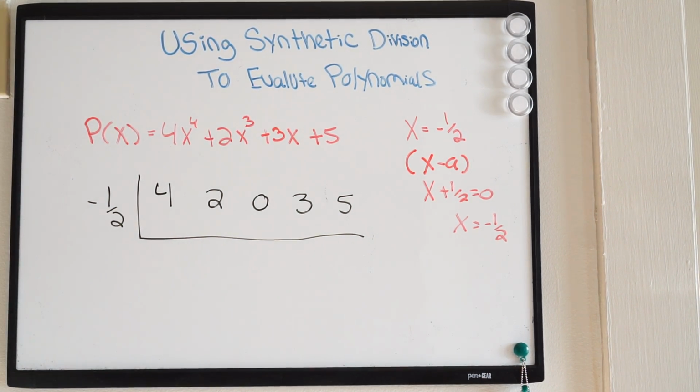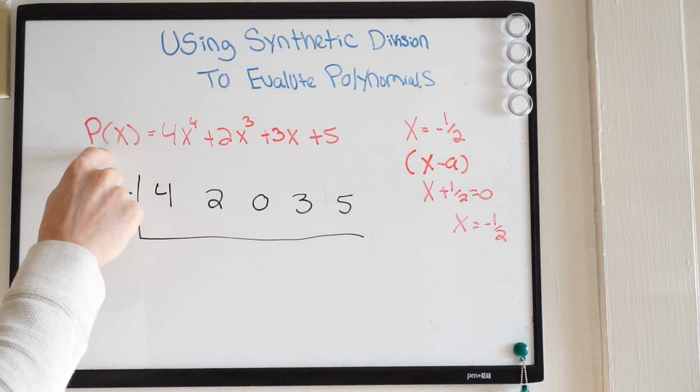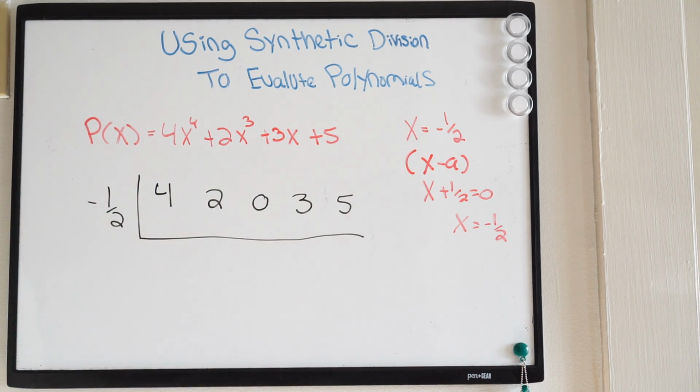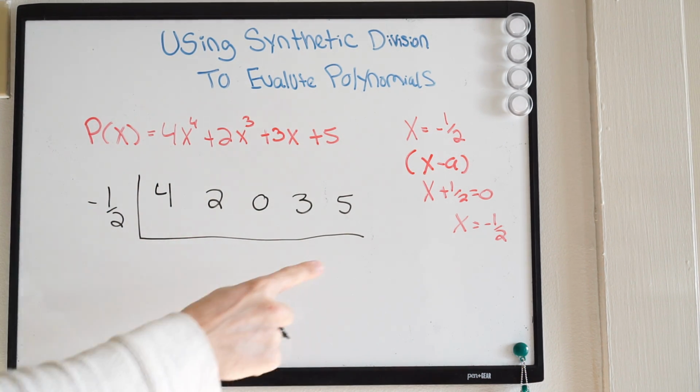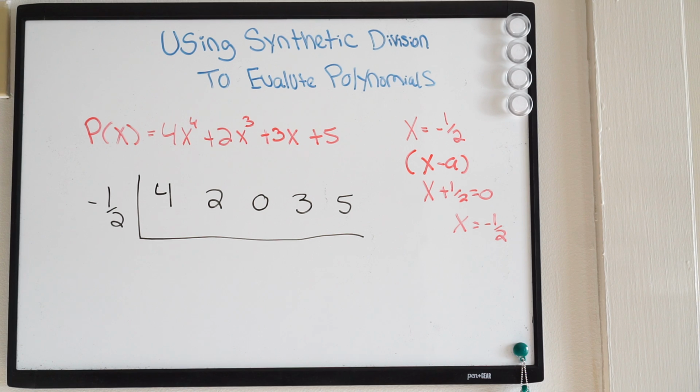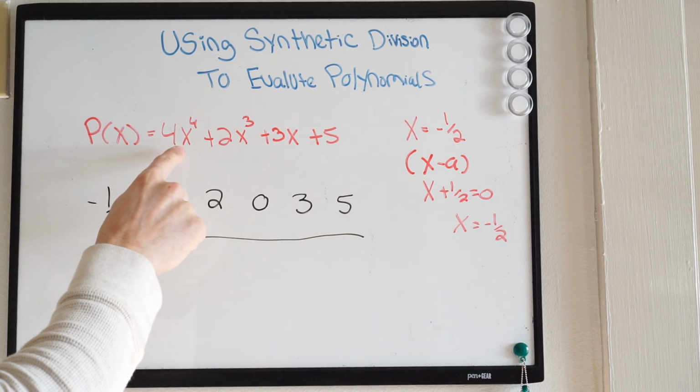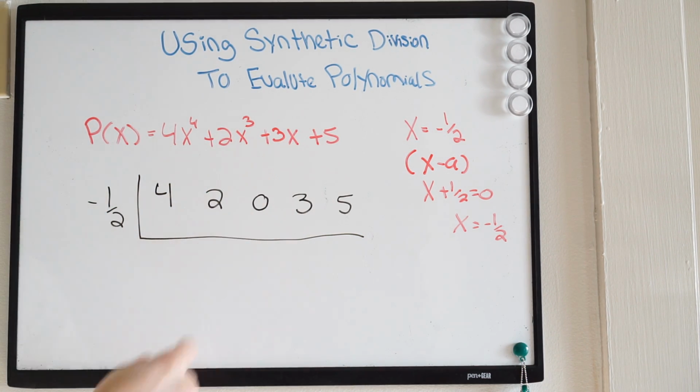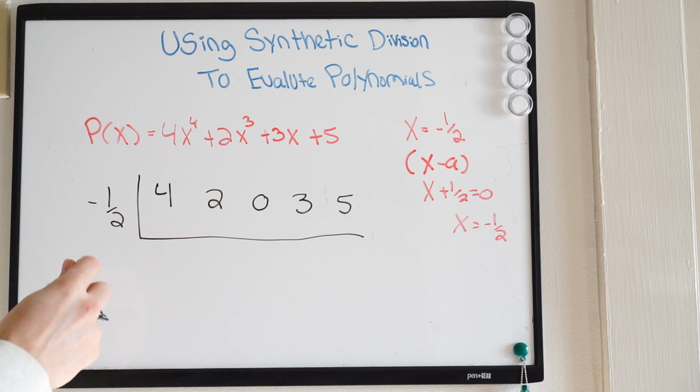Now what's going to happen here, our remainder when we do this is going to be our answer. That's going to tell us what p of x is, okay, when we plug in negative a half into it. Okay, so the remainder will be our answer. Again, you could also take this negative a half, you could plug it into the x, right, everywhere you see an x, and you can evaluate that way. But again, this is just another way you can evaluate a function, right, using synthetic division. So let's go ahead and try this.